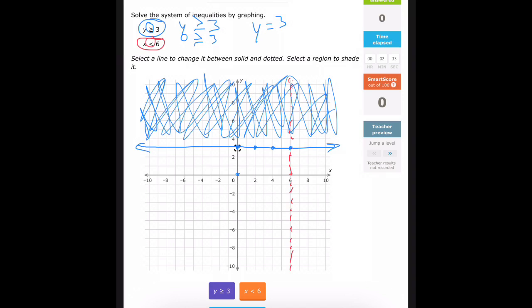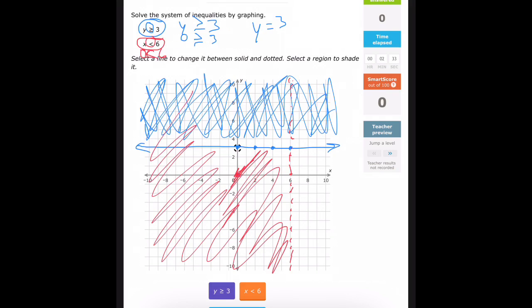Then I've got to decide. I'm going to choose the point 0, 0 again. Since it's not on the line, it's an easy point to use. And we're going to see, is x less than 6 if I use 0? So I'm going to plug in 0 for x and y. Is 0 less than 6? Well, yes, that is a true statement. So since that's a true statement, I'm going to shade everything on this side of that dotted line.